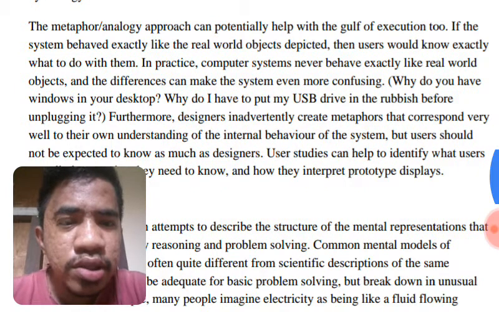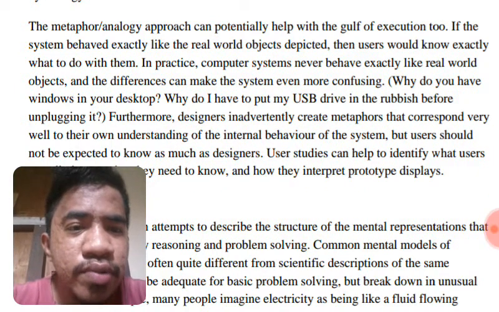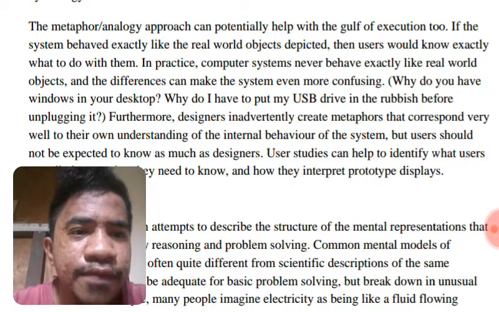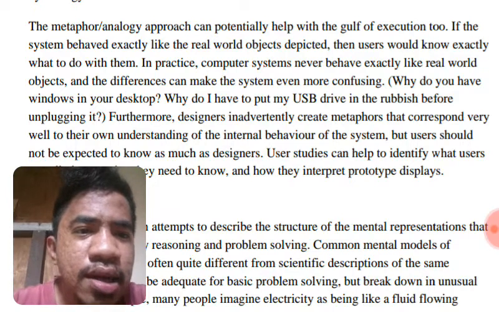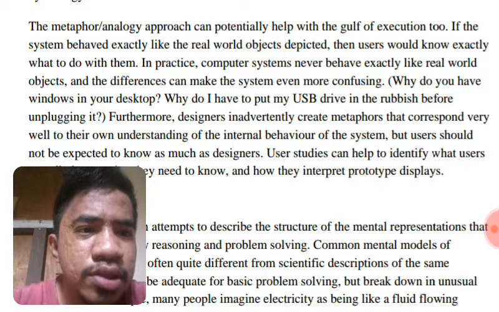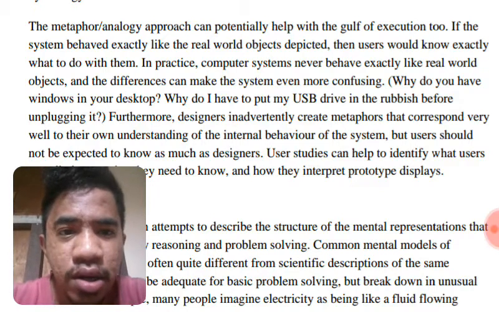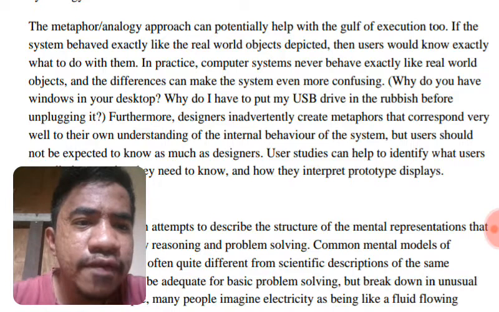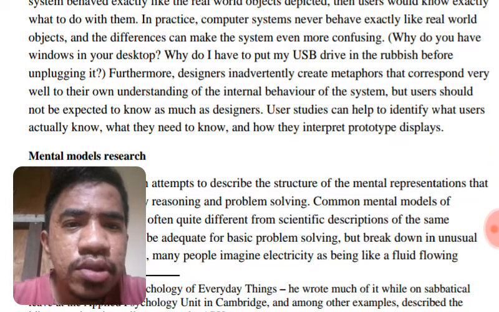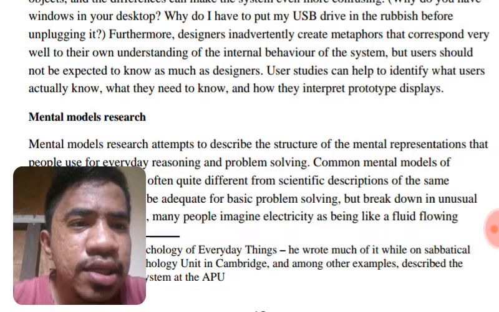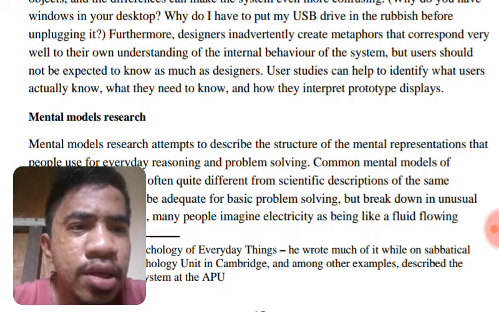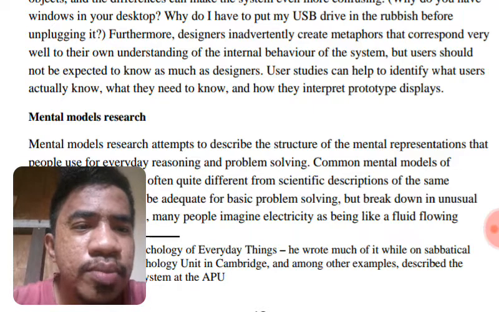Why do you have windows in your desktop? Why do I have to put my USB drive in the rubbish before unplugging? Furthermore, designers inadvertently create metaphors that correspond very well to their own understanding of the internal behavior of the system, but the user should not be expected to know as much as the designer. User studies can help to identify what users actually know, what they need to know, and how they interpret prototype displays.